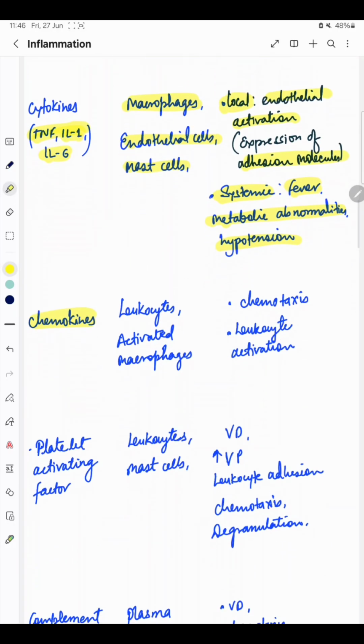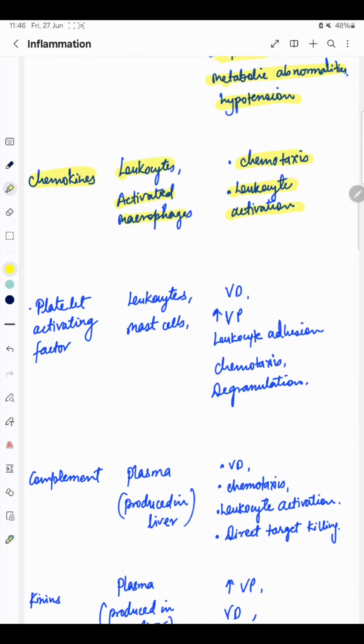Chemokines, produced by leukocytes and activated macrophages, have an important role in chemotaxis and leukocyte activation. Platelet activating factors are produced by leukocytes and mast cells. Their action is vasodilation and increased vascular permeability, and they are responsible for leukocyte adhesion, chemotaxis, and degranulation.